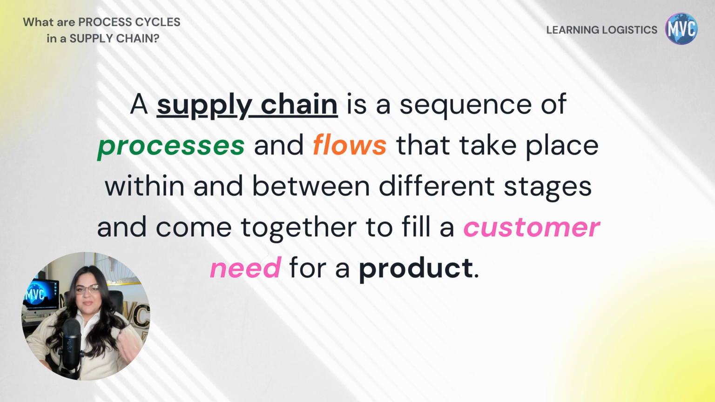So we have established by now that a supply chain is a network or a matrix. And it's really where companies come together or work towards the same goal, and that goal is to fulfill customer demand. Now, a supply chain is also considered as a flow of material, information, and finances as it moves in all directions with all these different members in our supply chain. Now we will talk about the processes that happen in the supply chain. And in this sense, we can also think of the supply chain as a sequence of processes and flows that take place within and between different stages and come together to fill a customer need for a particular product.